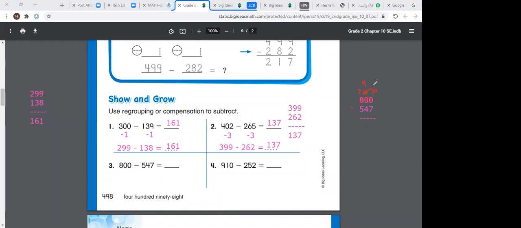10 minus 7 equals 3. Very good. And 9 minus 4. Can you see here we have 9. 9 minus 4 equals what number? Equals 5. And 7 minus 5 equals what number? 2. So the answer equals 253.